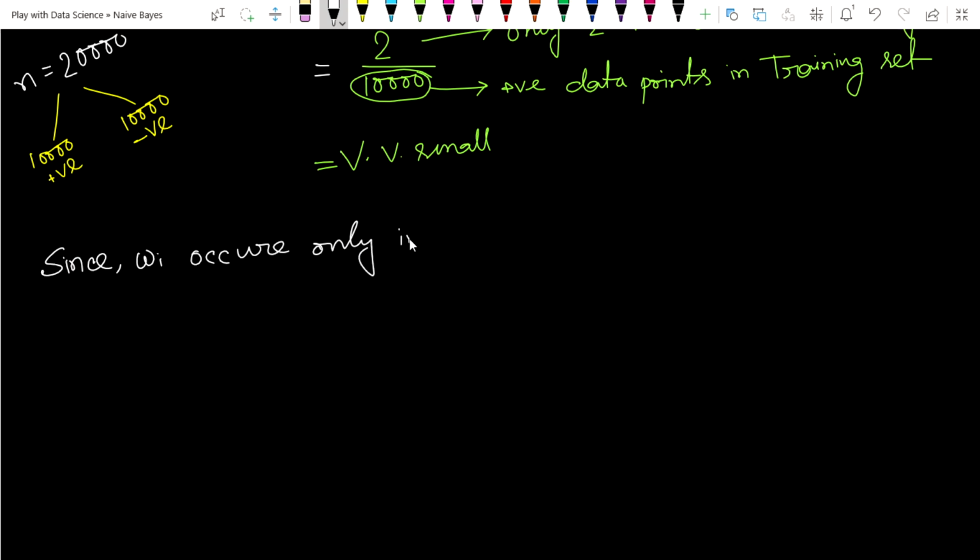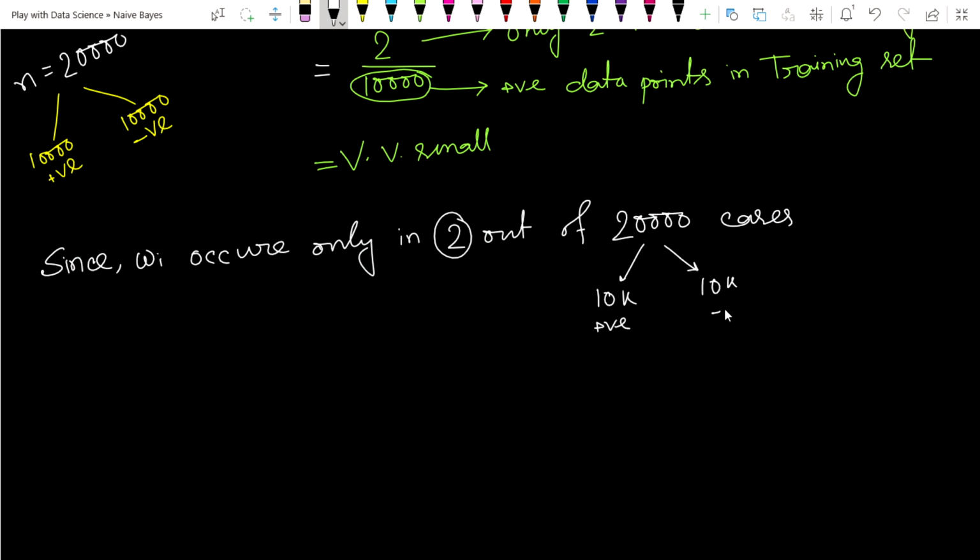occurred only in 2 out of 20,000 data points. Out of 20,000 cases, only 2 times it occurs. So in these 20,000, we have 10k positive points and 10k negative points. So by a small change in my training data, what does a small change mean?